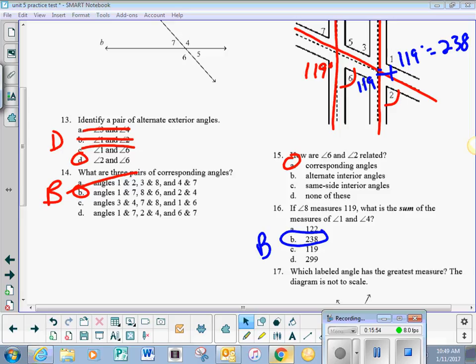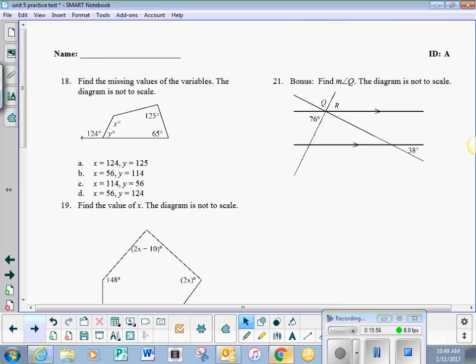Okay, on to the last page. Find the missing value. First of all, what's y? These two are supplementary. So y is 56 degrees. There's only one answer with y is 56. How is that? They're supplementary. They make a straight line. 124 and y.